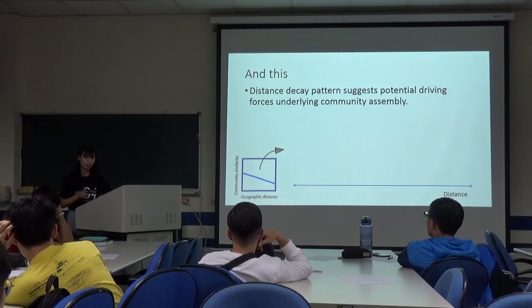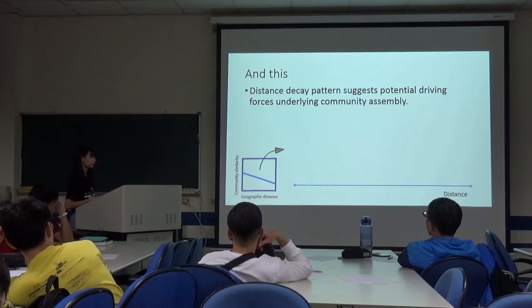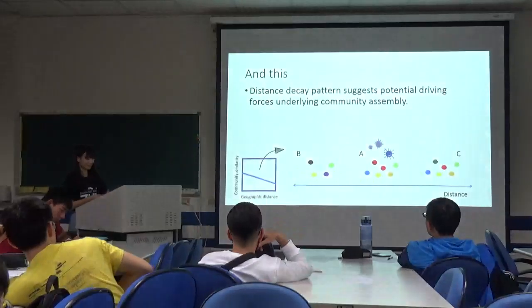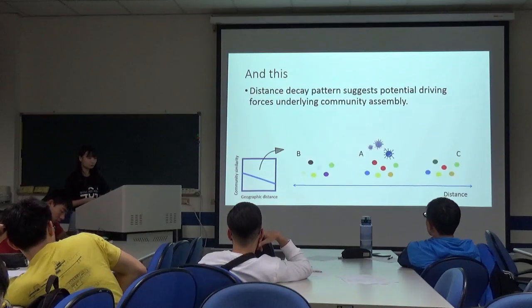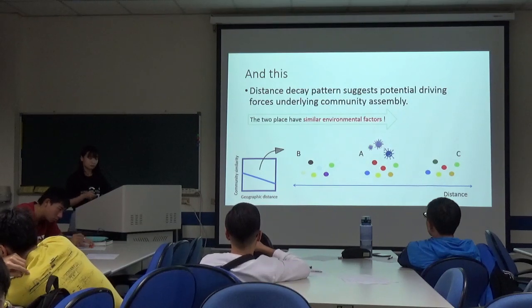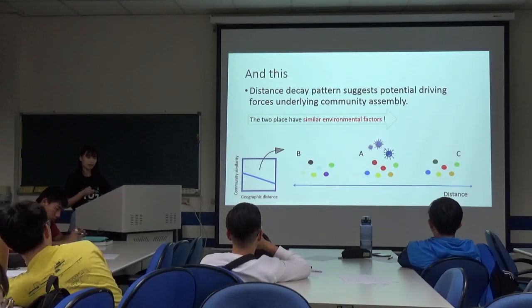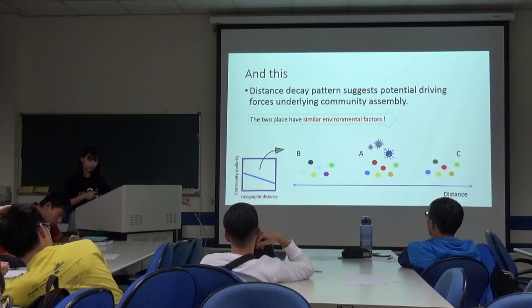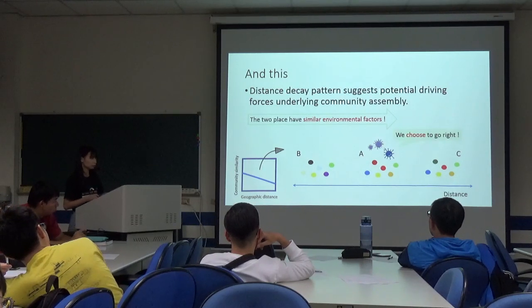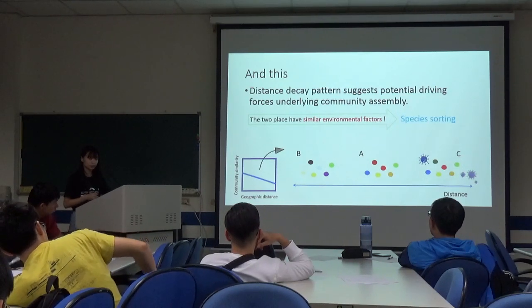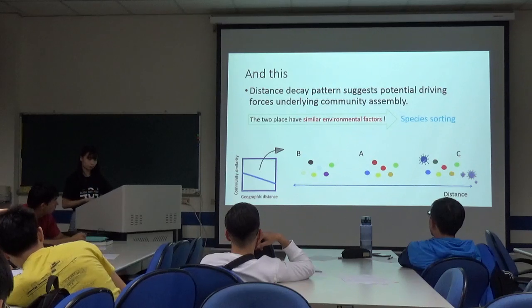Let me explain it with a little story. When you zoom in on this figure, we assume that there are three communities. The distances between communities A, B, and A, C are equal. But community A and community C have closer environmental factors. So the microbes prefer to go there. This means species sorting: they just go where they prefer to go.